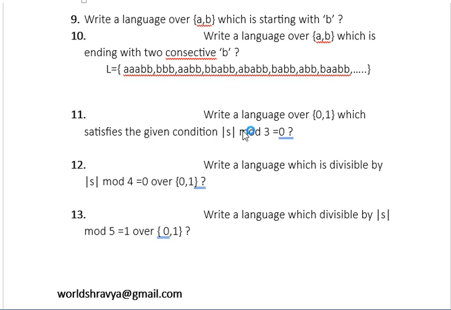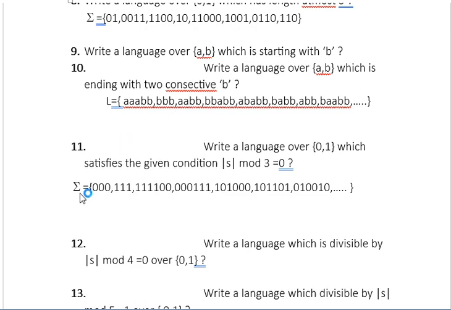Now, write a language over 0, 1 which satisfies the given condition, which is modulus of S mod 3 equals 0. What does that mean? It should satisfy the condition that it is divisible by 3. I'll show you the solution and I'll explain it so that you can get clarity. Yeah, the solution will look like here.